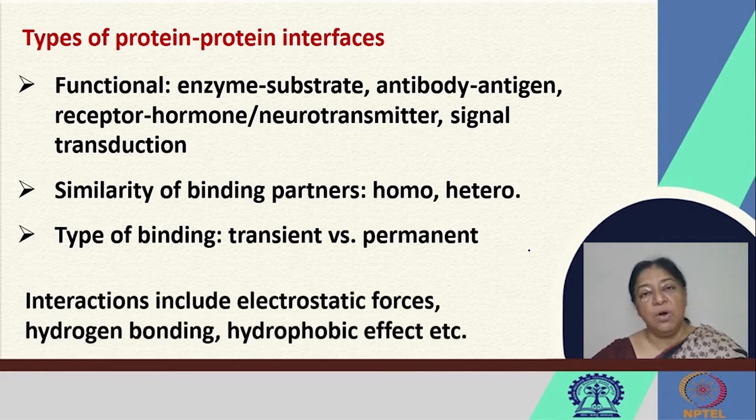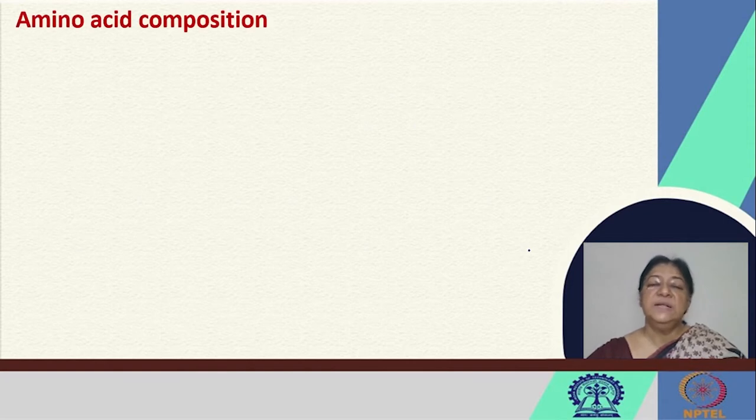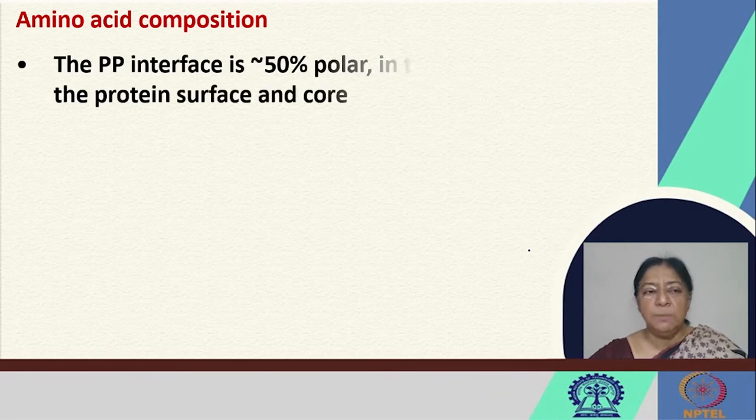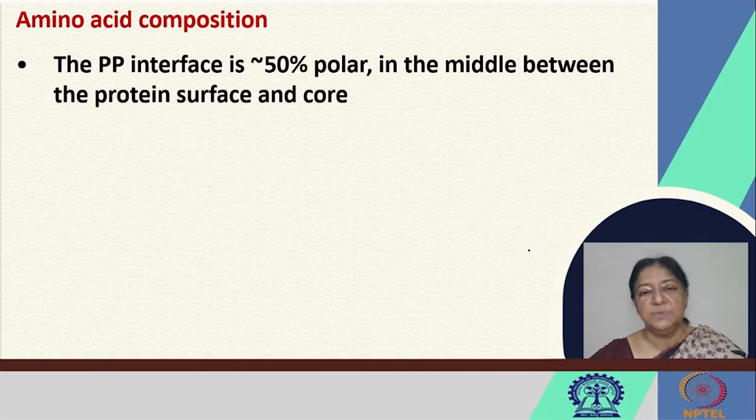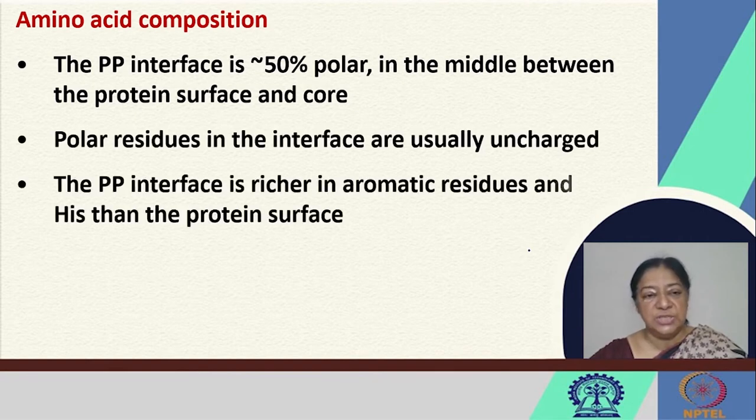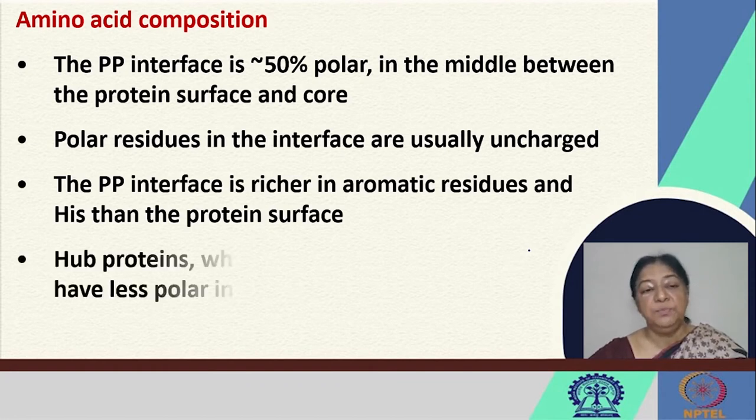So the interactions that occur in these specific types of protein-protein interfaces could include electrostatic forces, hydrogen bonding, and the hydrophobic effect, similar to what we saw in tertiary structure, the non-covalent types of interactions. The amino acid composition at the protein-protein interface is approximately 50% polar in nature, in the middle between the protein surface and the core. The polar residues in the interface are usually uncharged, and the interface is richer in aromatic residues and histidine than the protein surface.